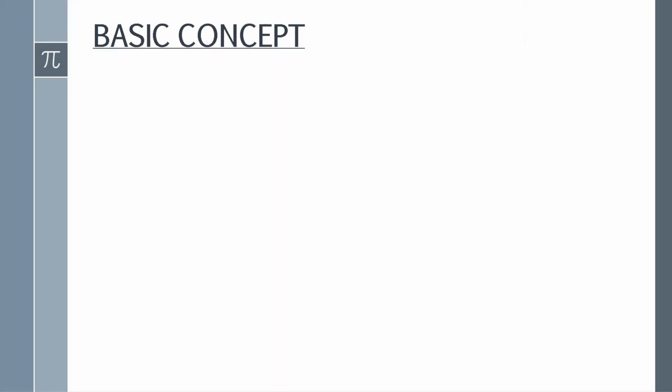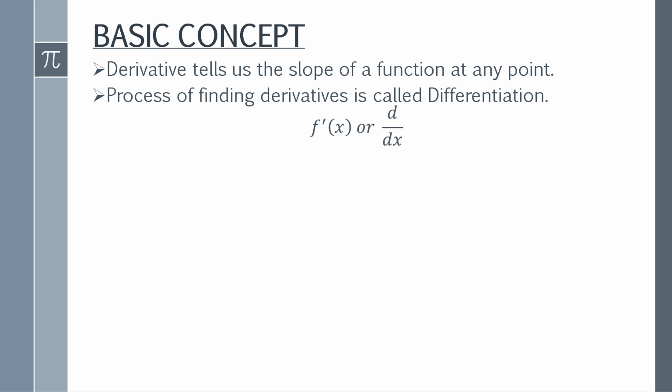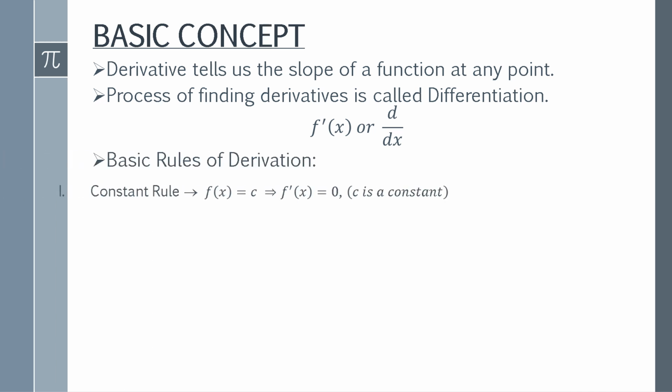The basic concept of derivatives is that it tells us about the slope of a function at any point. The process of finding derivatives is called differentiation. This is usually denoted by f dash of x or d by dx. These are a few of the important and basic rules of derivation.